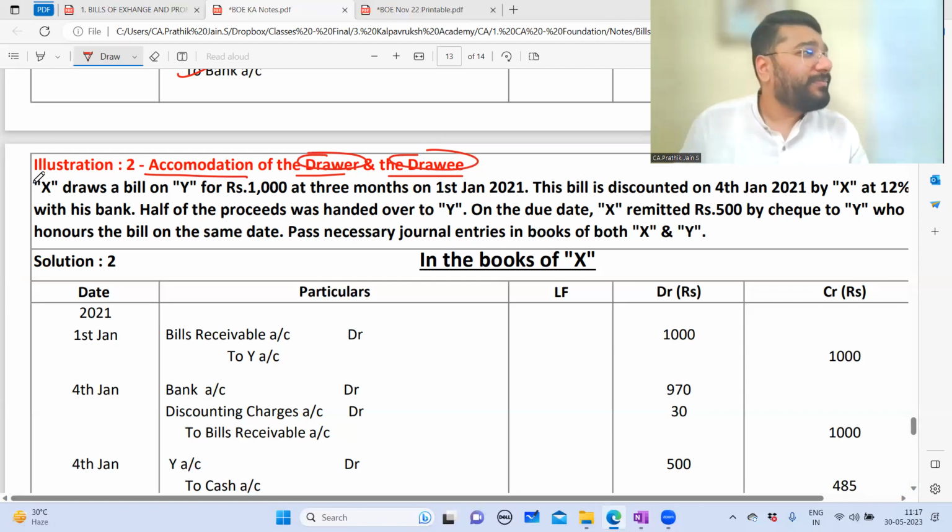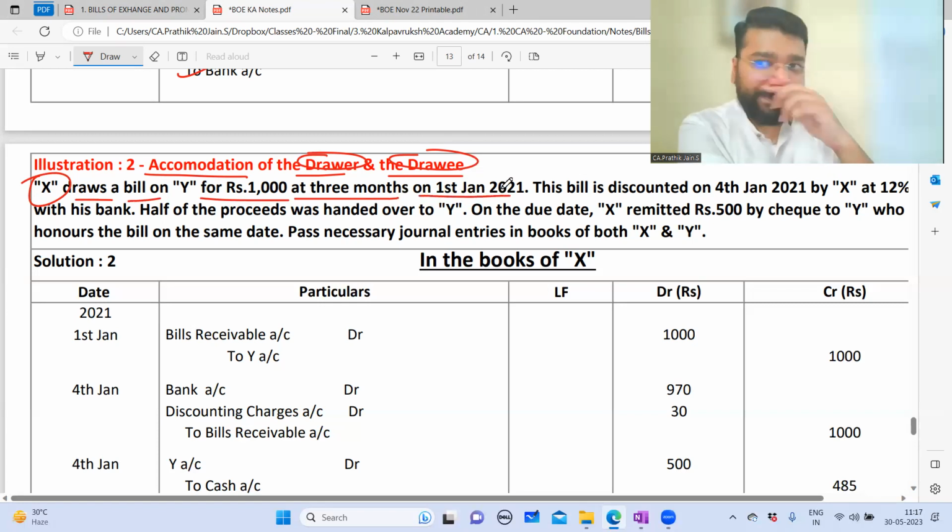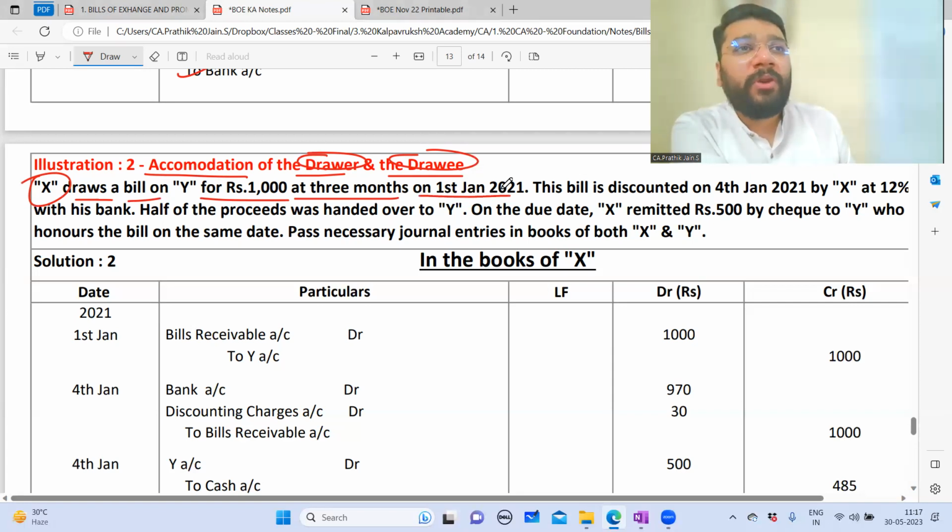Now, illustration 2. Can we continue? X draws a bill on Y for 1,000 rupees at 3 months on 1st Jan 2021. Who's the drawer? Who's the drawee? X is drawer, Y is drawee. Who's the maker? Who's the acceptor? X is the maker, Y is the acceptor.